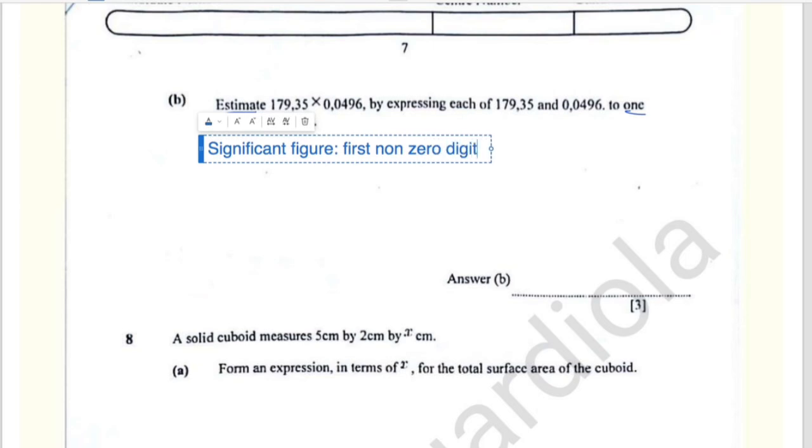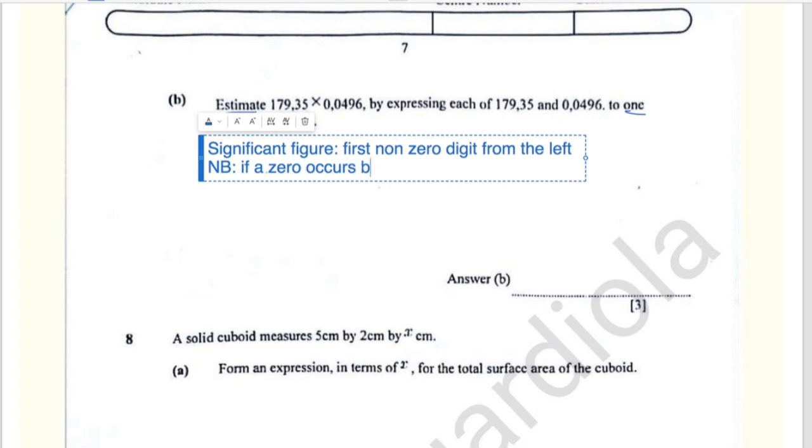So in this case, you can see that we've been given 179.35. The first digit there, 1, is already significant because it is non-zero. In the second number, we are given 0.0496. So the first 0 is non-significant, the second 0 is non-significant, and the 4 is the significant figure. However, a thing to note about these numbers is that if a 0 occurs between two significant figures, then that 0 is also significant.